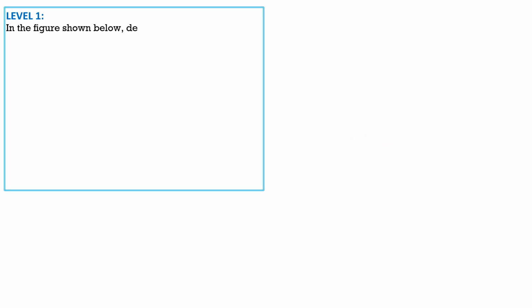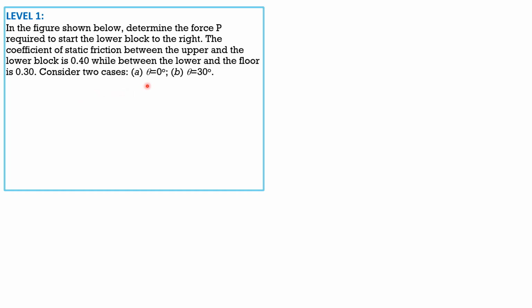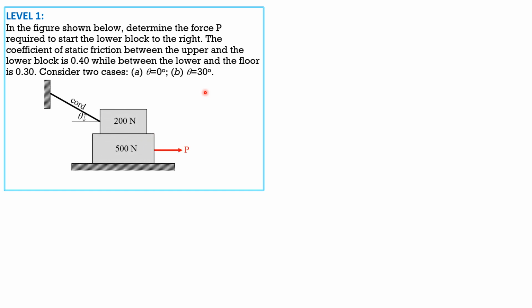Level 1. In the figure shown below, determine the force P required to start the lower block to the right. The coefficient of static friction between the upper and the lower block is 0.4, while between the lower block and the floor is 0.3. Consider two cases. Letter A, theta is 0 degrees, and letter B, theta is 30 degrees. For the solution, we need to draw the free body diagram and set up equations of statics to answer the questions. First, for the upper block, let's draw the free body diagram in general.